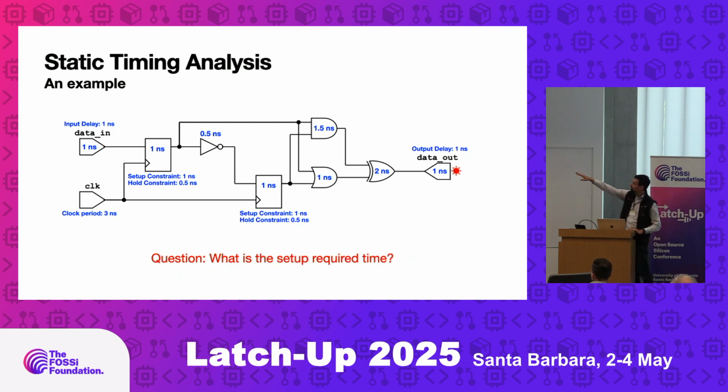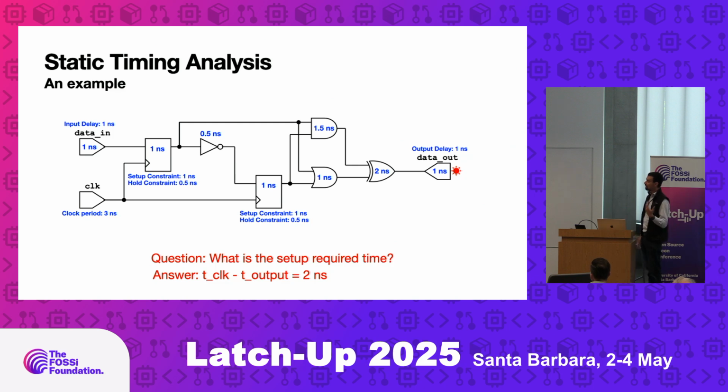OK, so I'm going to skip the middle one, but let's talk about this output one, because this one has something interesting about it. So here, we have a clock period of 3 nanoseconds. And we have an extra output delay, which is 1 nanosecond. So we subtract that out. And we have 2 nanoseconds required time at the output.